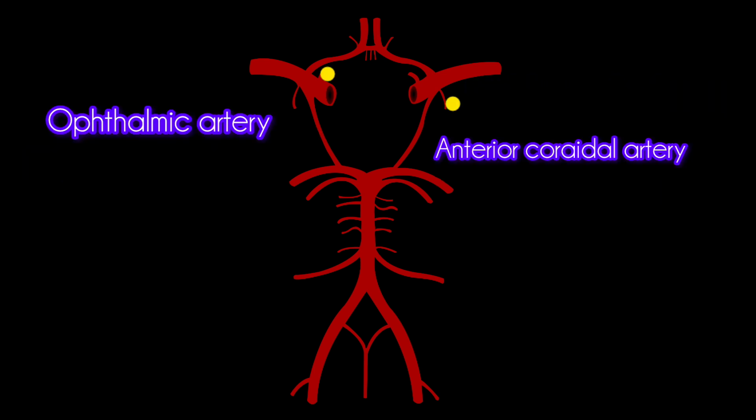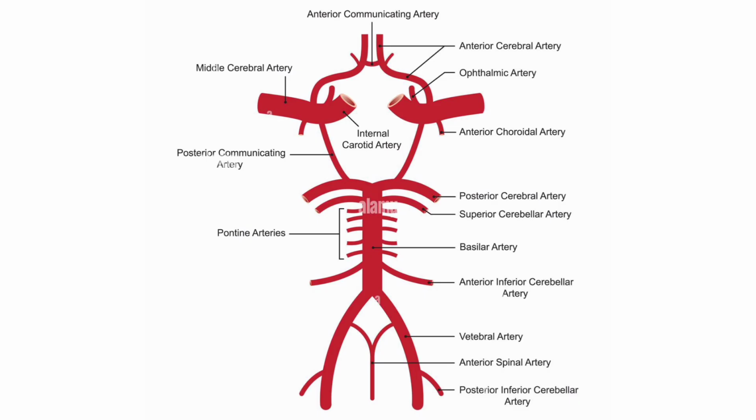The last ones are the ophthalmic artery and the anterior choroidal artery. The ophthalmic arteries supply blood to the eyes, and the anterior choroidal artery supplies blood to the choroid plexus. This is the fully labeled circle of Willis.